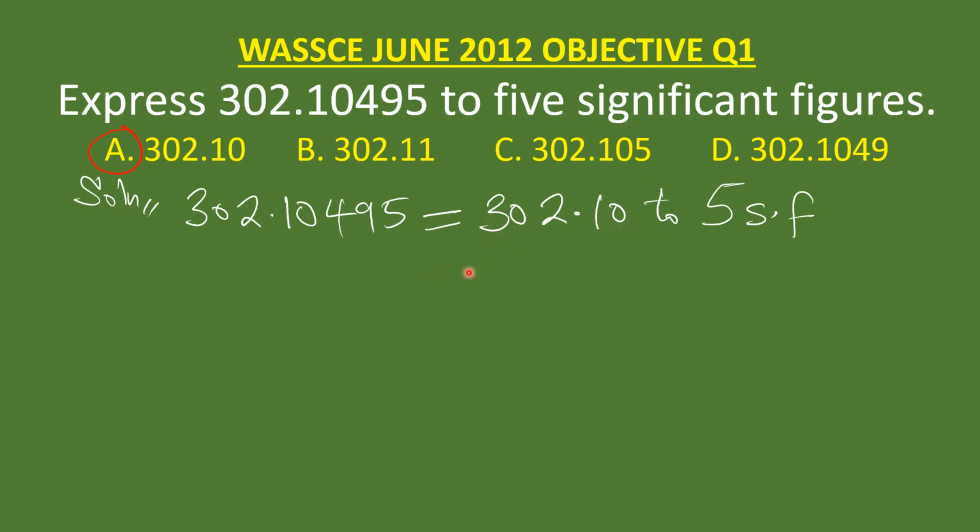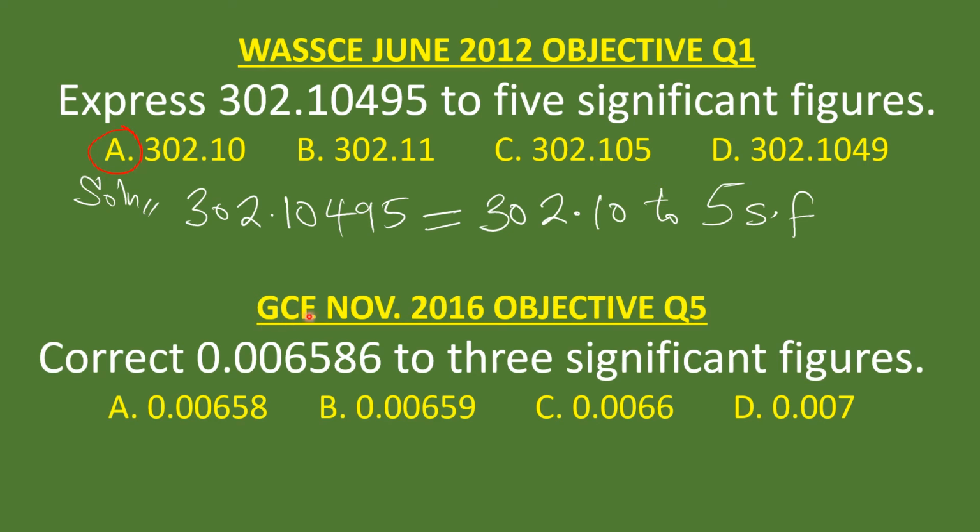Let's go to the next question. This is GCE, November 2016, objective question 5. It says correct 0.006586 to 3 significant figures, and the options are given to you, options A, B, C, and D. So let's solve it.